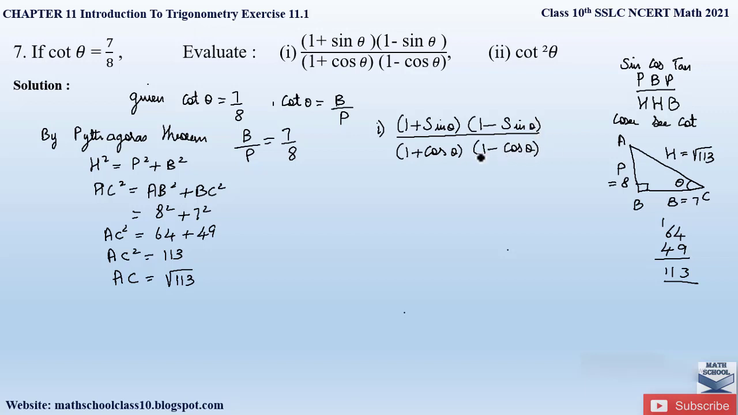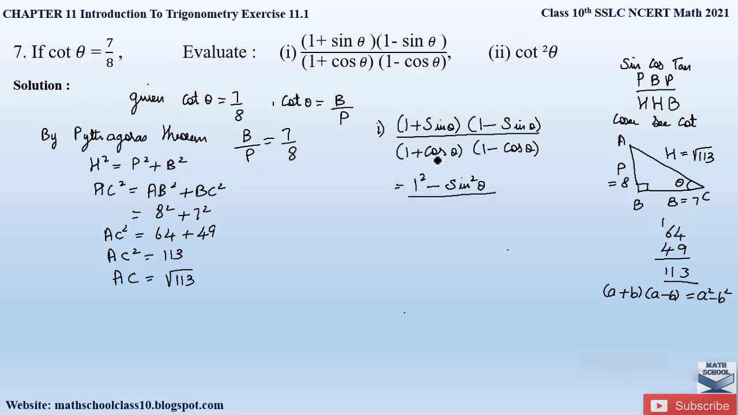If you observe this question, we can apply an identity, right? This is of the form (a plus b) into (a minus b). So what is (a plus b) into (a minus b)? It is a square minus b square, right? So we can apply this identity and simplify this question further. The value of a is 1 and the value of b in the numerator is sin theta. Applying this identity, we are going to write a square, which is 1 square, minus b square, which is sin square theta.